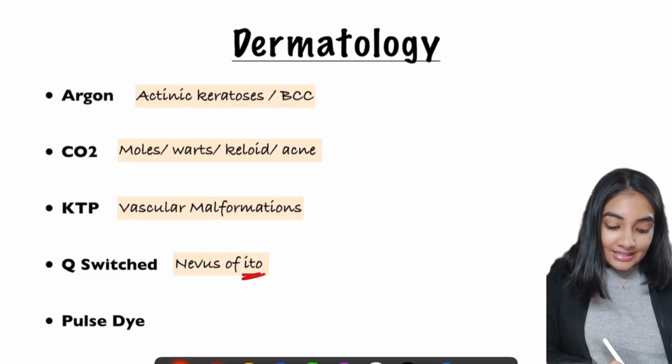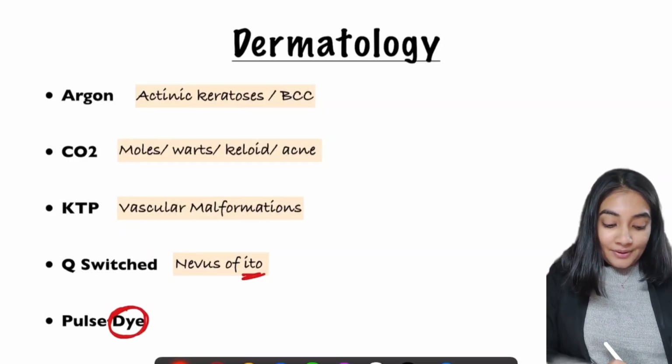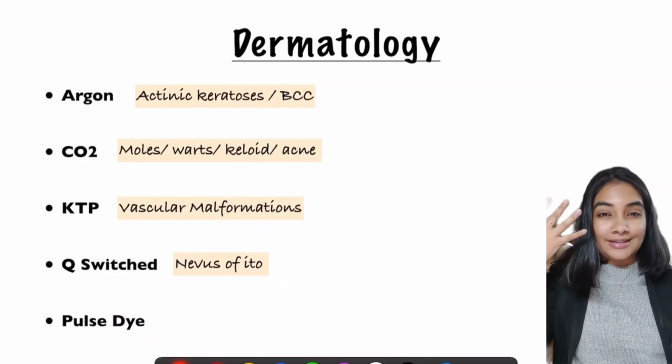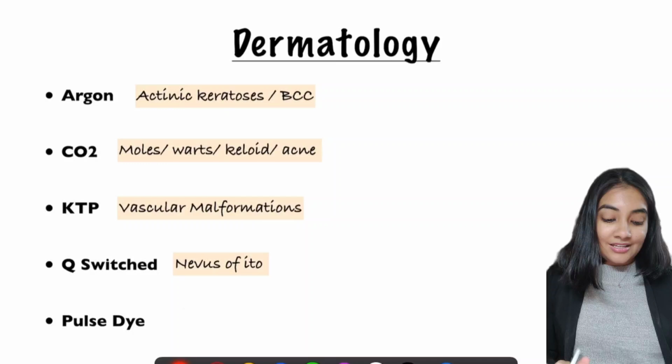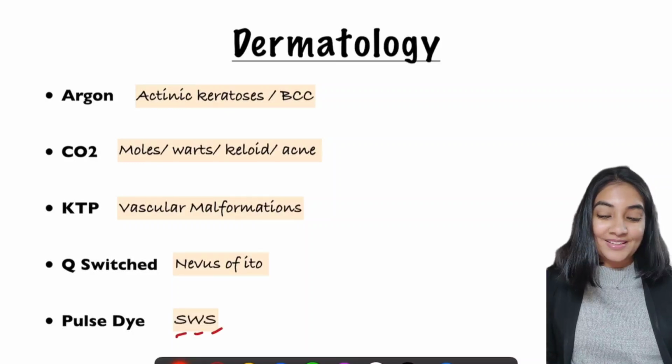Pulse dye. Dye is of various colors. So you can remember pulse dye as purple dye. And what condition has a purple colored dyed face? That is Sturge-Weber syndrome. Okay.